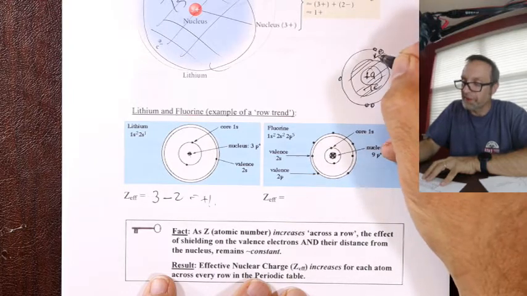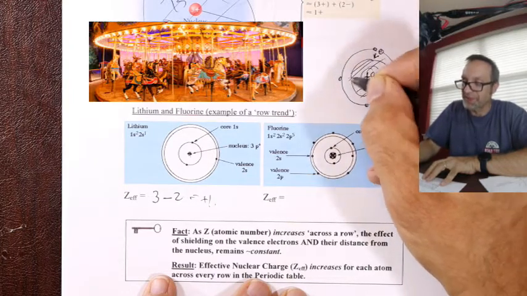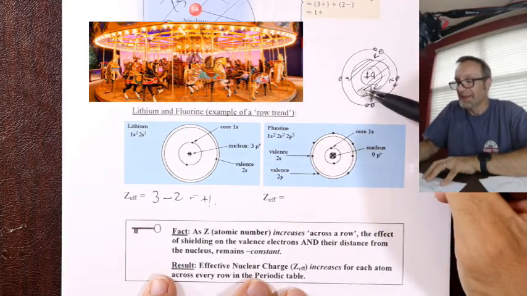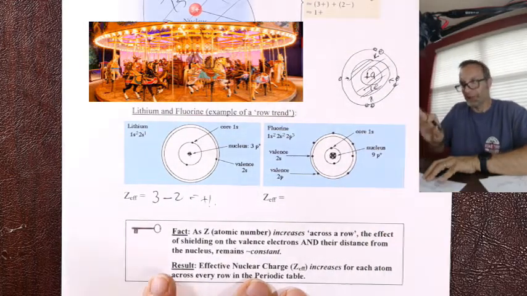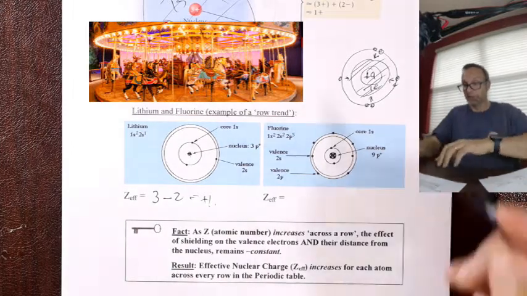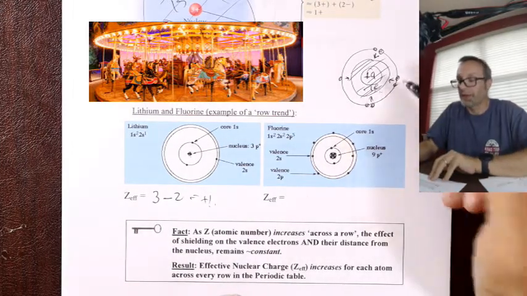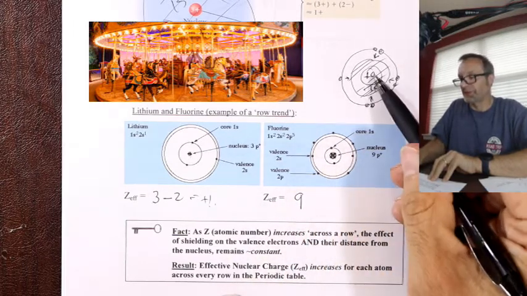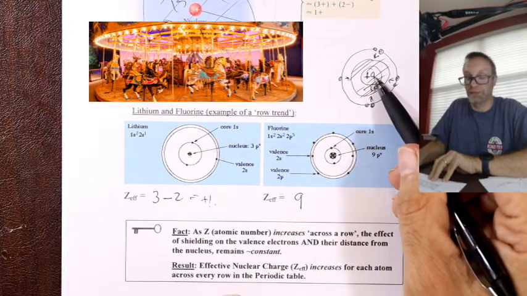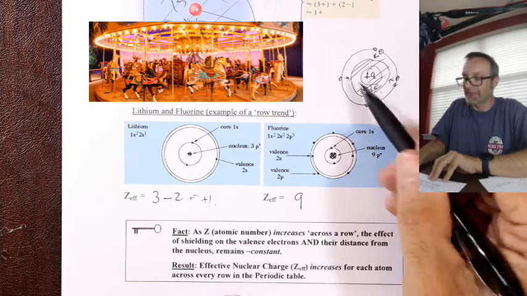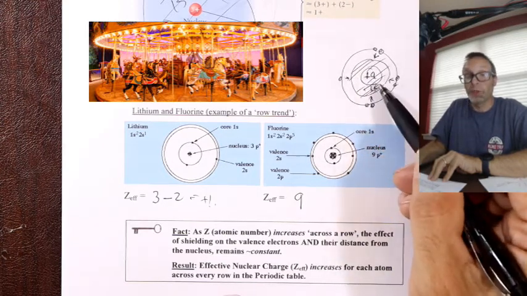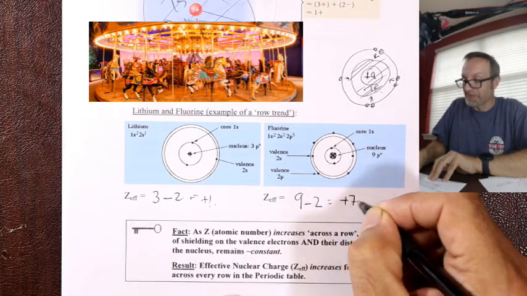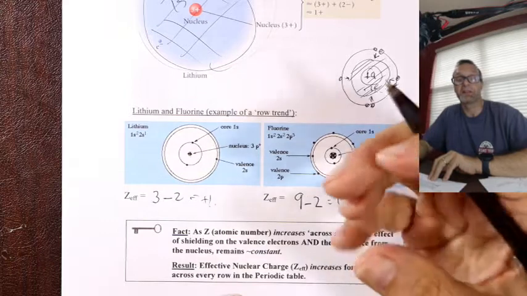When these guys look in, they're a bit like a ring of horses on a carousel, if you remember a trip to the carnival or fairground. When they look in, they don't see each other because the others are off to the side. All they see when they look to the nucleus is 2 in the way. So what's the effective nuclear charge? Well, it's 9, the center charge, 9 protons in fluorine, and these 7 electrons see these 2 in the way. So 9 minus 2 equals 7. So fluorine has an effective nuclear charge of plus 7.